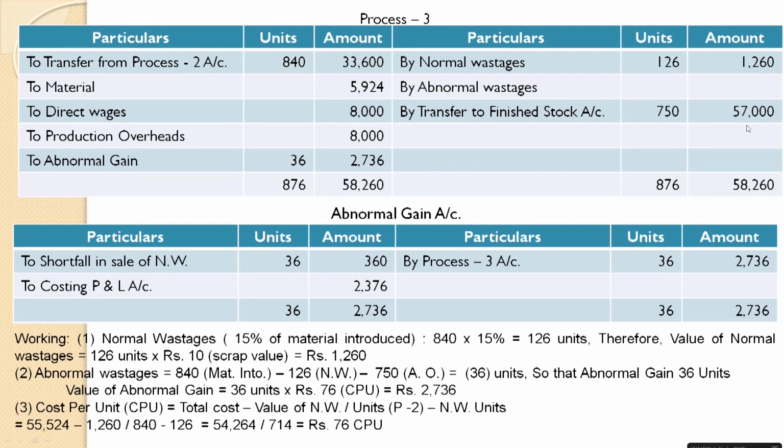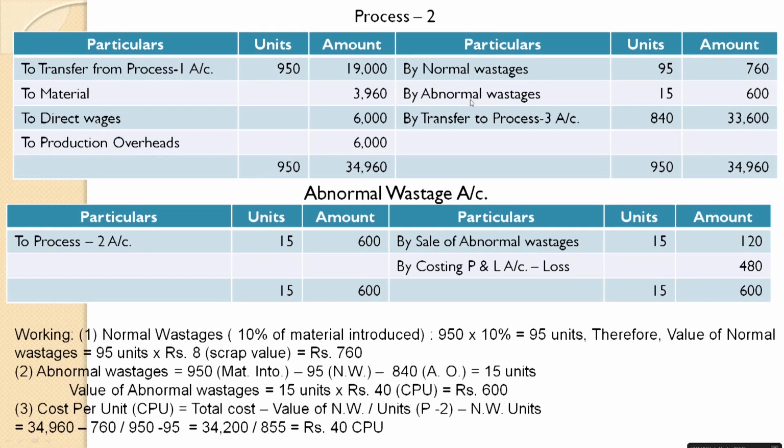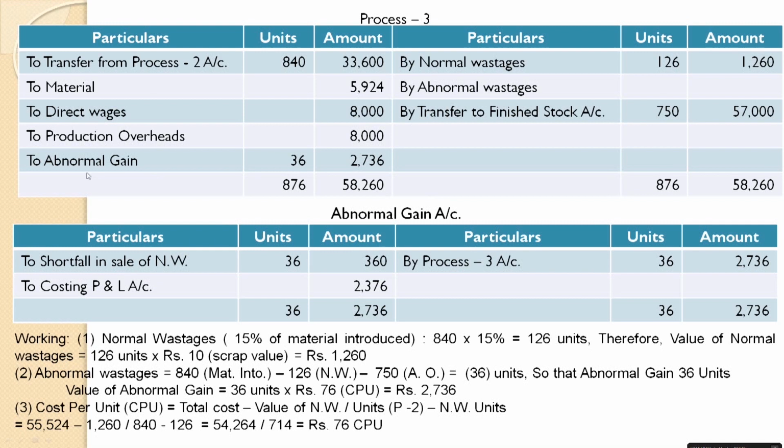Okay. Now, after the process 3 account, we need to prepare the subordinate account of process 3, as I already mentioned earlier, and as we prepared in the last process also. In the last process it was abnormal wastage. See here, in process 2 we had an abnormal wastage, so we prepared the abnormal wastage account. In this question we have an abnormal gain, so in this process we are preparing the abnormal gain account.